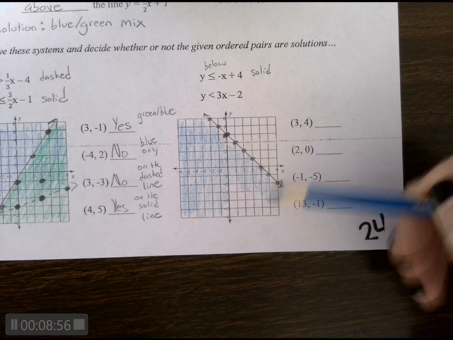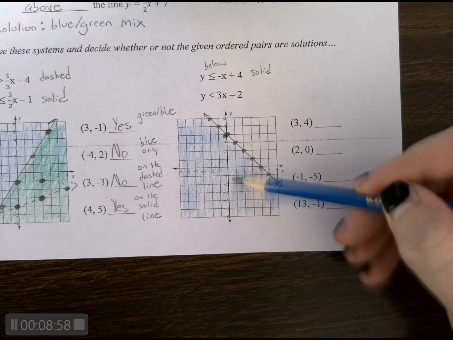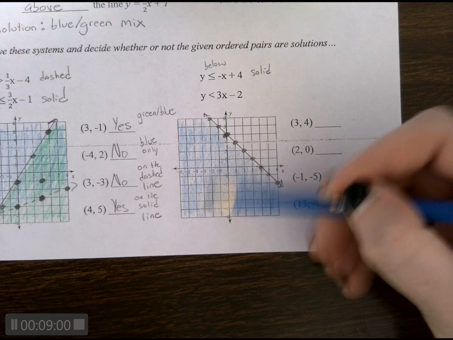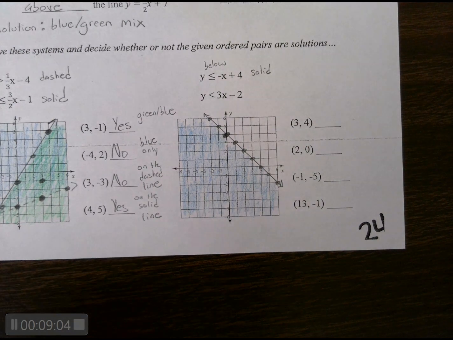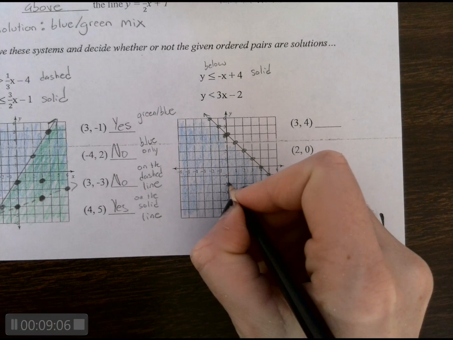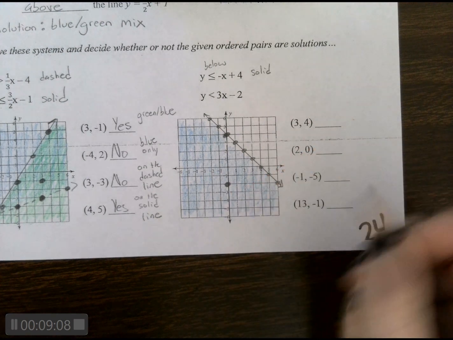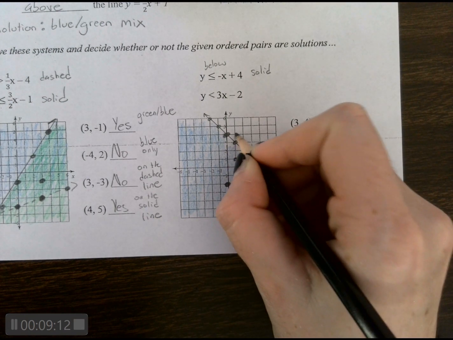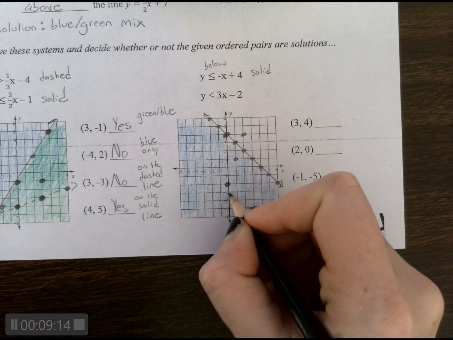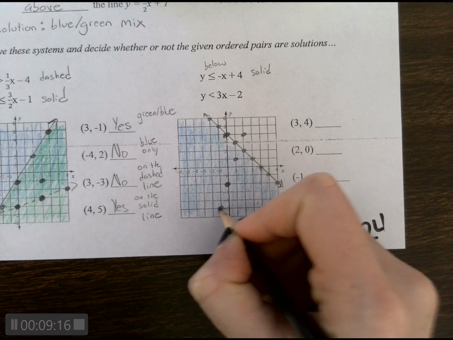So I'm shading below my line, and you guys should be too. Alright, now that we've shaded that, we're going to graph our next one. So we start at -2, and then we go up 3 to the right 1, and then down 3 to the right 1.